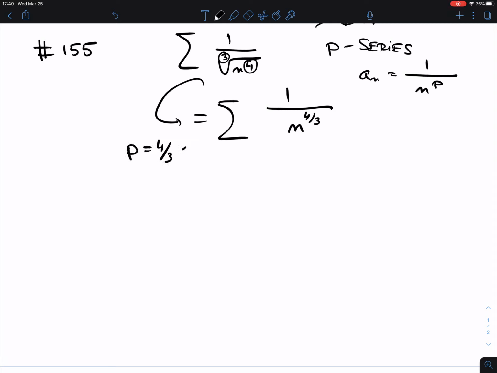And what does this mean? It's less than 1, and that means divergent. Okay? And so that's the trick. In the other homework problems, always write it as a pure power.